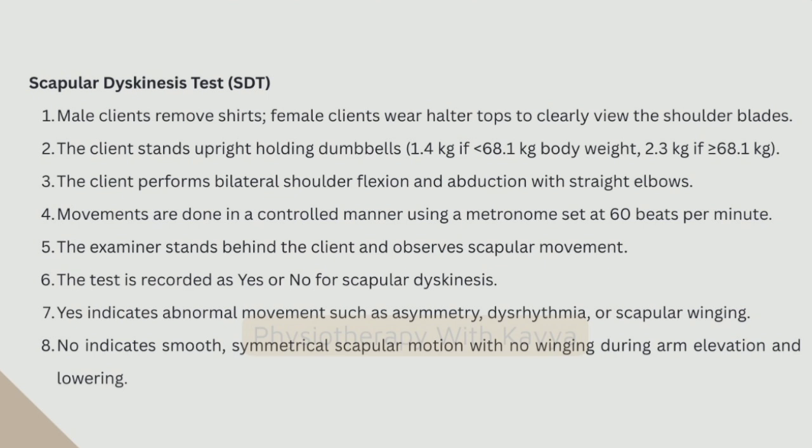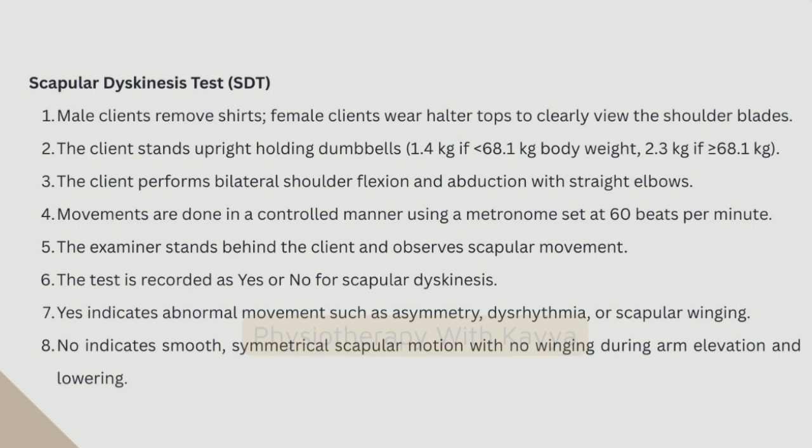So male clients have to remove shirts, female clients have to wear halter tops to clear view of shoulder blades or scapula. The client stands upright holding dumbbells, 1.4 kg if less than 68.1 kg body weight or 2.3 kg if greater than 68.1 kg. The client performs bilateral shoulder flexion and abduction with straight elbows. Movements are done in controlled manner using a metronome set at 60 beats per minute.